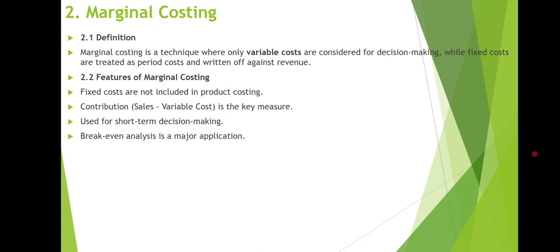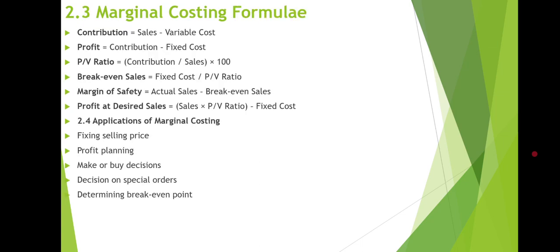And how do we find out the contribution? That means we have to subtract variable cost from sales. Okay, so in that way we can find out the contribution. It is used for short term decision making, and break even analysis is a major application in case of marginal costing.